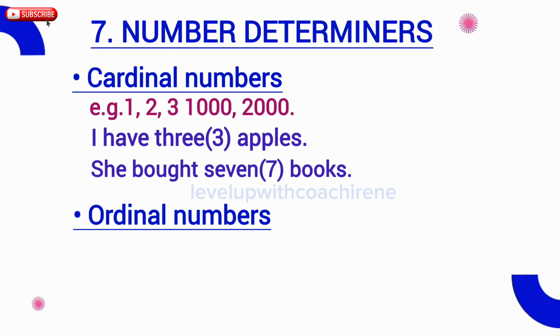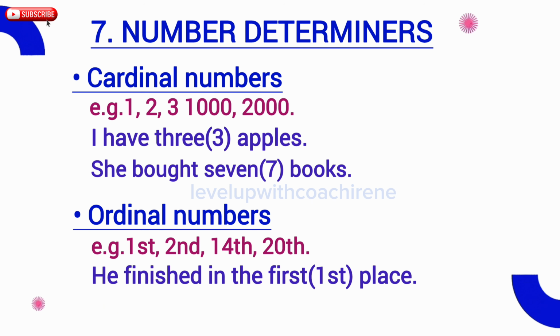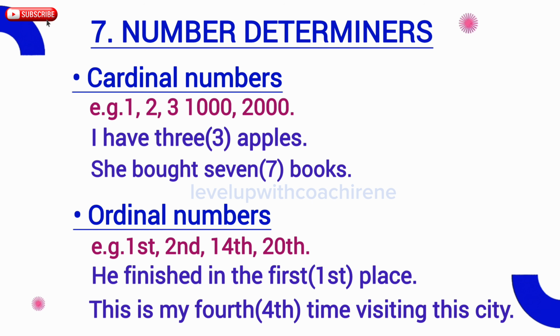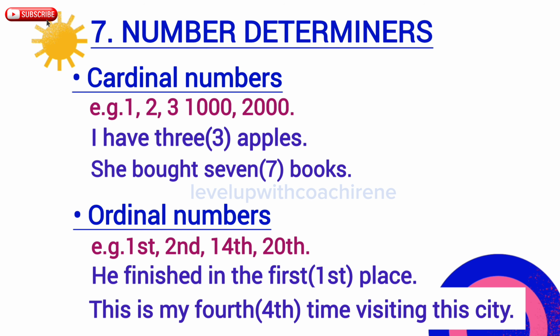Let us look at ordinal numbers. These indicate the position or order of something in a list. They answer the question, which one? Examples: first, second, 14th, 20th. Examples: he finished in the first place. This is my 4th time visiting this city. Number determinants provide specific information about the quantity or order of nouns. They help clarify how many items are being referred to or their position within a sequence, making communication more precise.